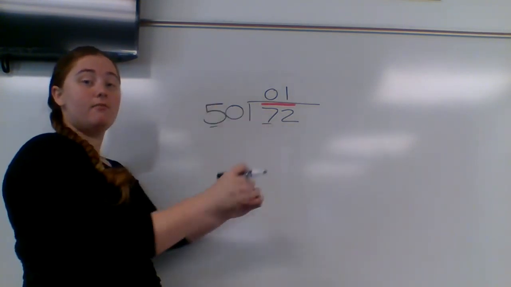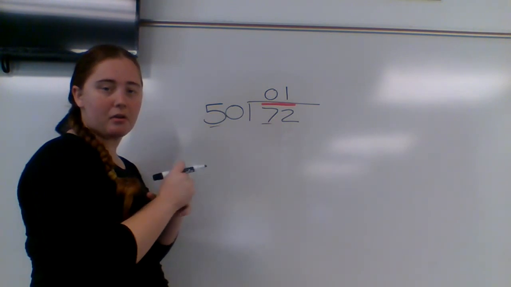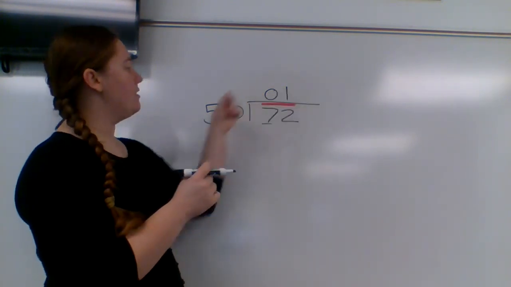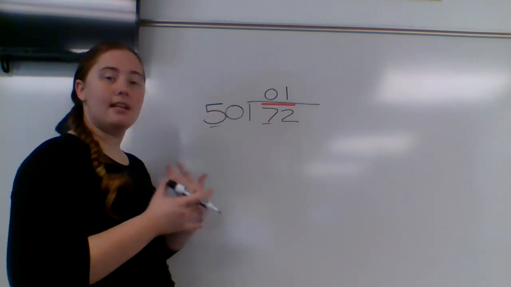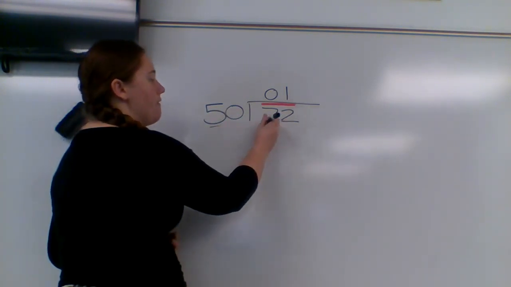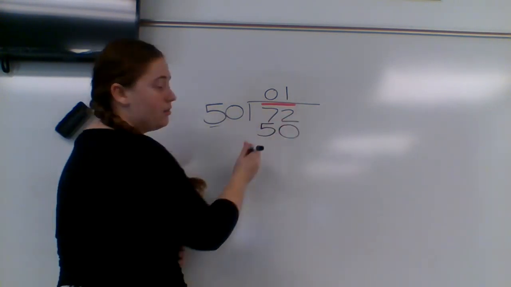So let's go ahead and do our next step. We just divided. That was kind of the harder part. Now we're going to multiply, subtract, compare, bring down, all that stuff. So 1 times 50, well, I can do that in my mind. 1 times anything is the same number. So I know that 50 is going to go down here, because 1 times 50 is 50.